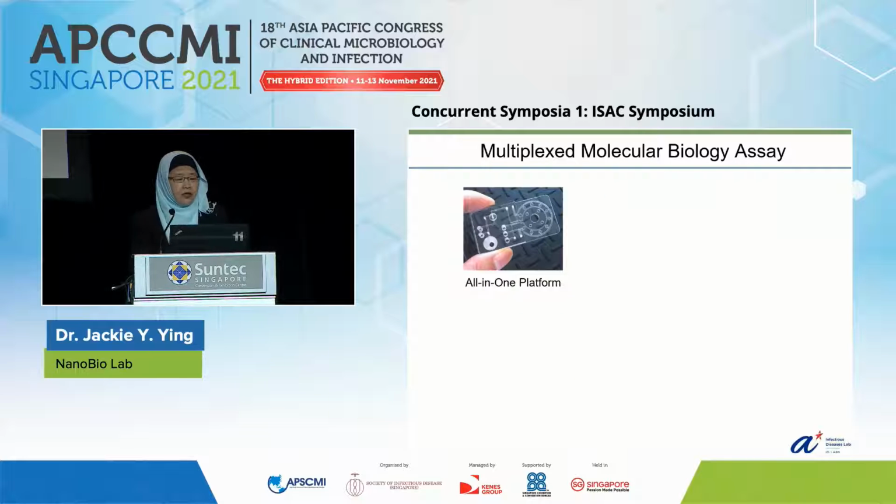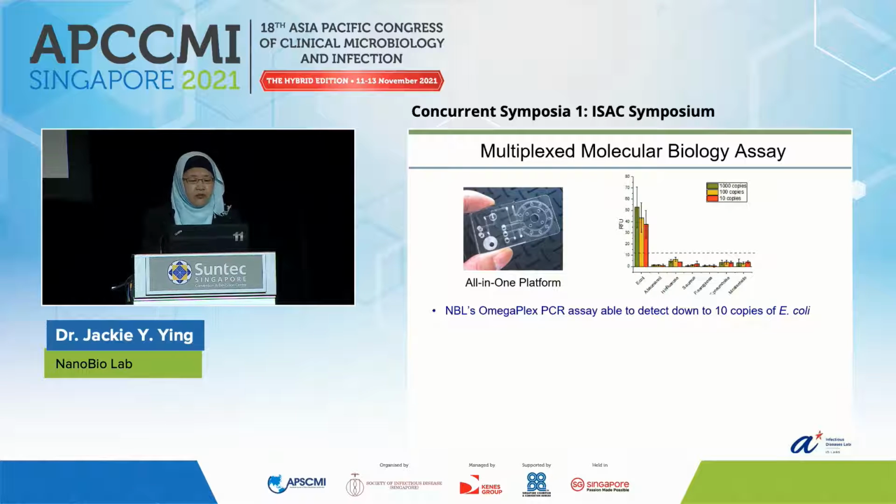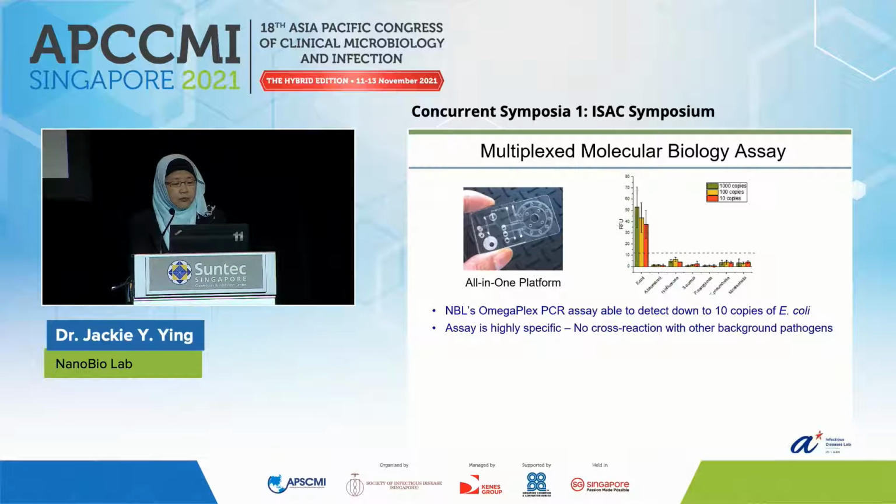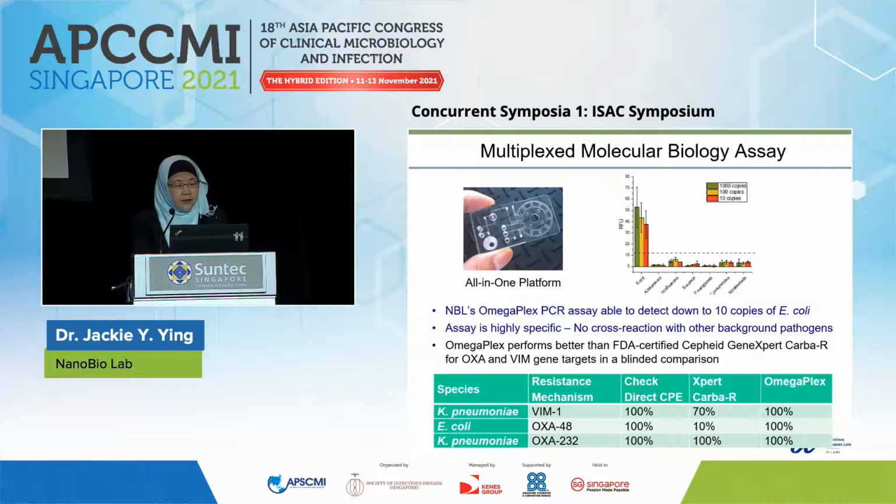Okay? So this technology basically has now been looked at in an all-in-one platform. We show here that we can detect basically down to 10 copies of E. coli. This work done in collaboration with Sean Vasu basically allows us to see that this assay is highly specific. Okay? We can compare it with the FDA certified gene expert. And what we see is we have superior sensitivity and specificity, looking at 3 different kinds of species. We are in the process of greatly expanding the number of targets for this technology.